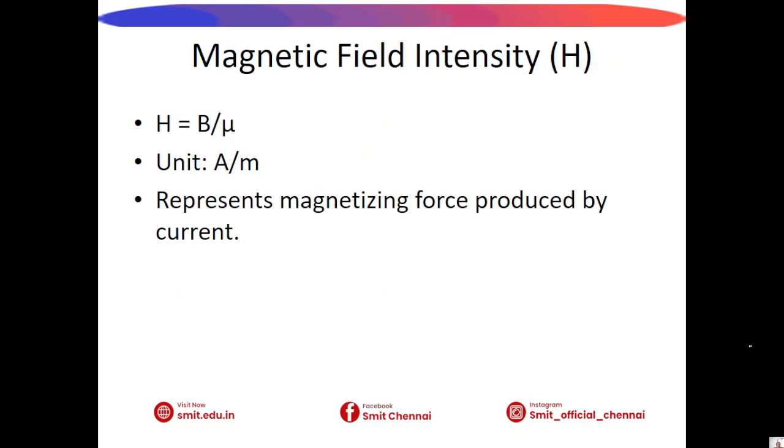Next we see about the magnetic field intensity. Magnetic field intensity is represented by H and is defined as the magnetizing force responsible for producing magnetic flux. The relationship between magnetic flux density and magnetic field intensity is H = B / ν, where B is magnetic flux density and ν is permeability. The SI unit of H is ampere per meter. The magnetic field intensity depends on the source current and geometry, whereas magnetic flux density also depends on the material properties. This distinction is important when analyzing magnetic materials.